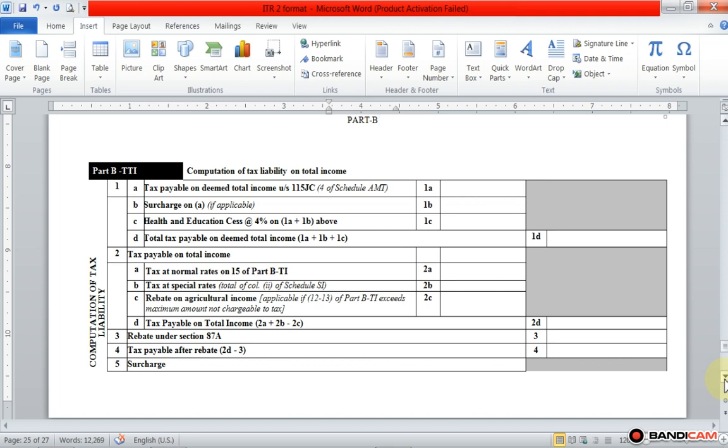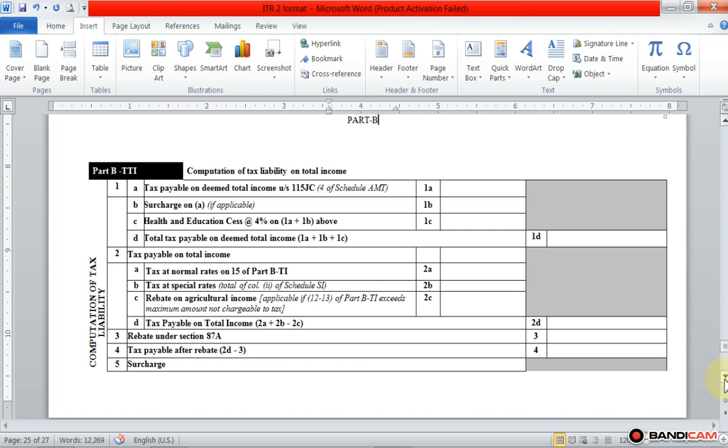Then part B, that is surcharge on tax. We compute the applicable rate of surcharge on tax and put the figure in 1B. What is meant by surcharge? In our earlier lecture we already discussed what surcharge means. Surcharge means an additional tax paid on a tax.